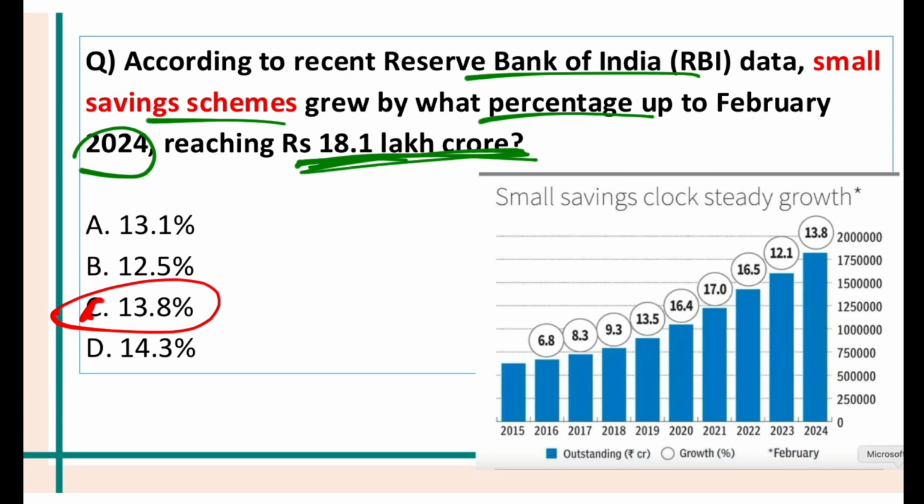13.8%. Here you can see the growth. You see the growth of the small savings schemes in the last few years, right? The amount it is reaching is almost 18.1 lakh crore. And here you can see the growth 13.8. So it has been ever increasing.